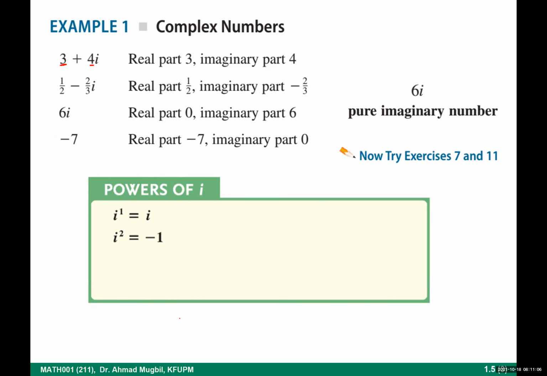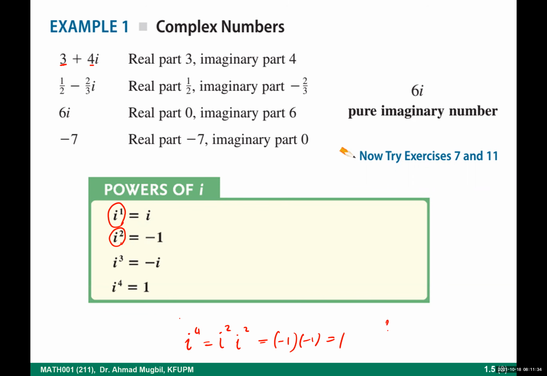Now the powers of i. i to the power 1 is i. i to the power 2 is the square root of -1 squared, it is -1. Now what is i to the power 3? It will be i to the power 2 multiplied by i to the power 1, so -i. What will be i to the power 4? It will be i squared multiplied by i squared, which is -1 multiplied by -1, it will be 1.